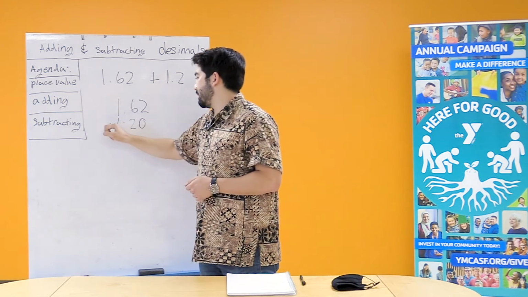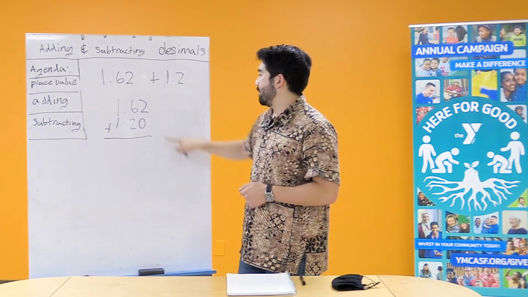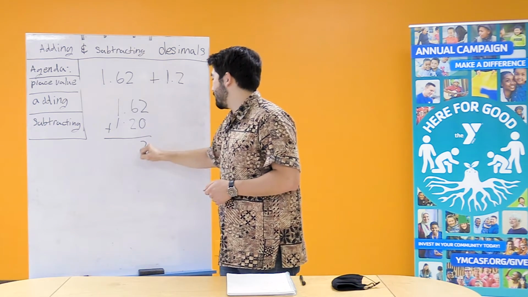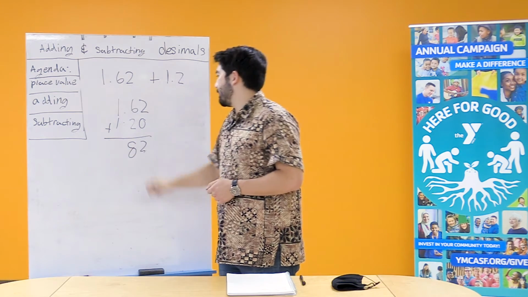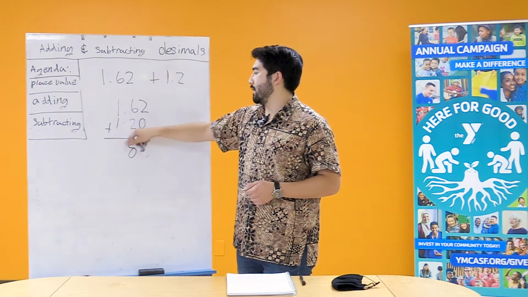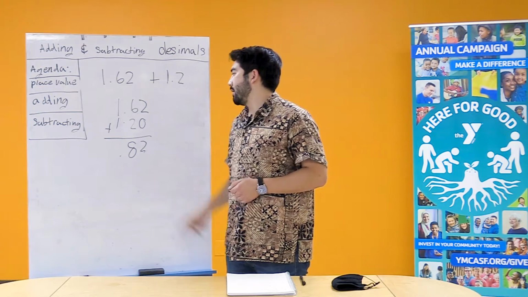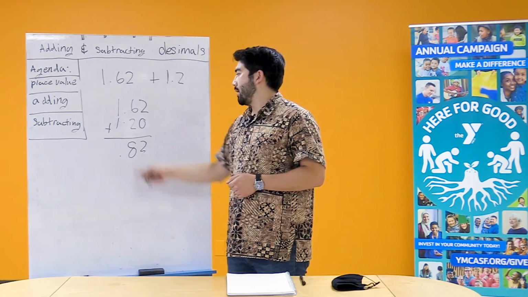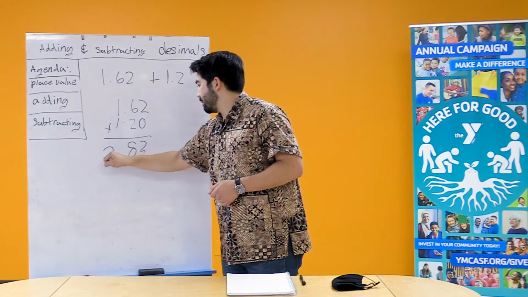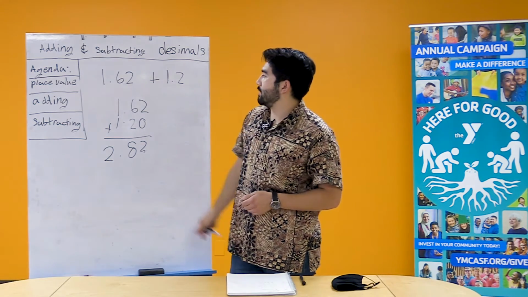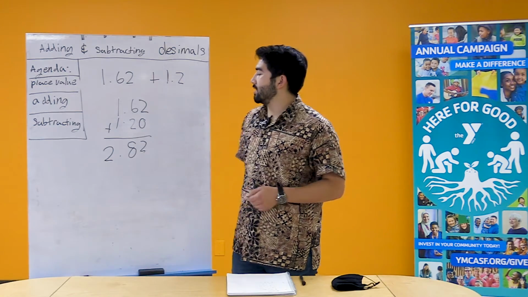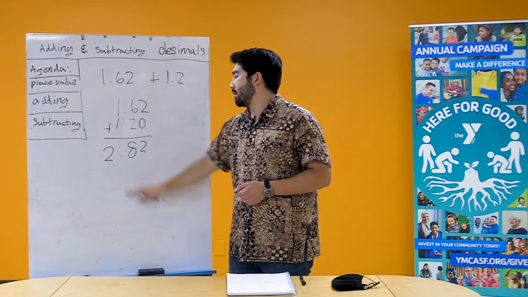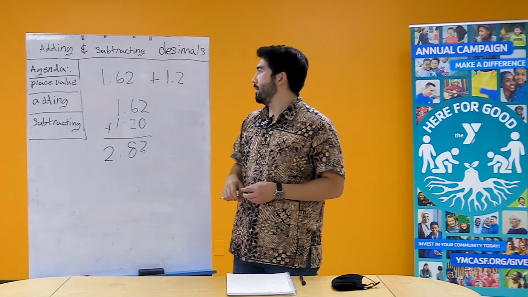It's just simple addition, just as we do any other problem. 0 plus 2 is 2. 2 plus 6 is going to be 8. Oh, and now we're here at the decimal. So we're not going to add anything, but we're going to move the decimal straight down. 1 plus 1 is going to be 2. Okay, so our answer to 1.62 plus 1.2 is going to be 2.82, or 2 and 82 hundredths.